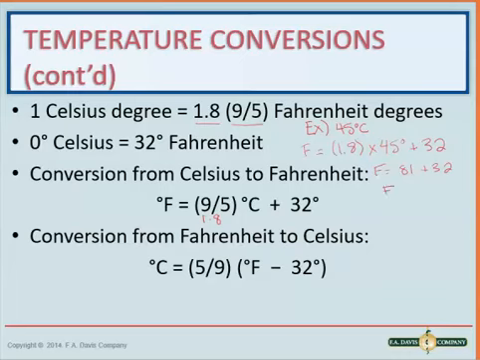And F equals 113 degrees. So 45 degrees Celsius converted to Fahrenheit is 113.